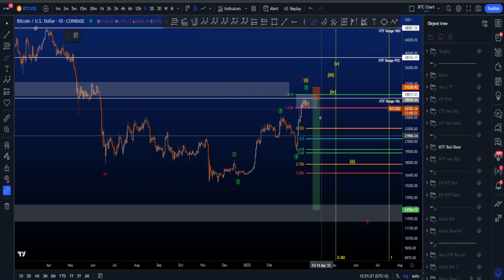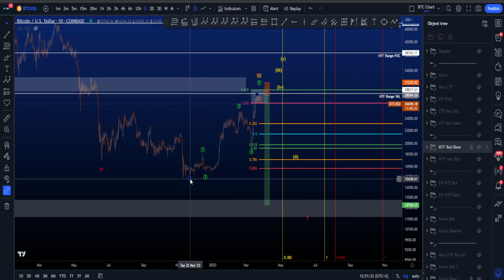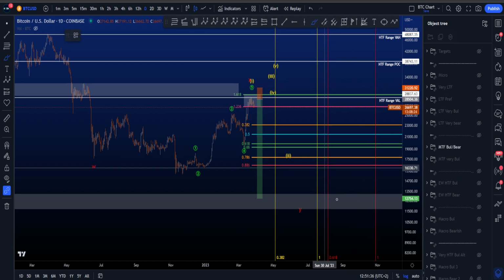In this scenario, wave Y should be a 3-wave structure, and of course, once again, it will take at least the low over here that we made, and a couple of fib times on the chart is that this wave Y could be finished between, let's say, the start of August and the end of October.